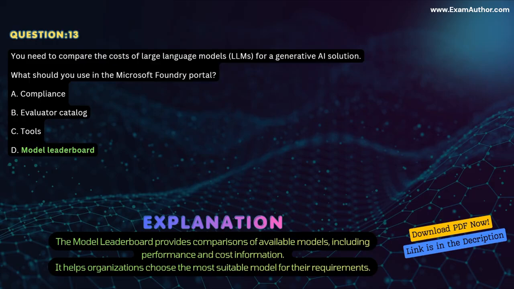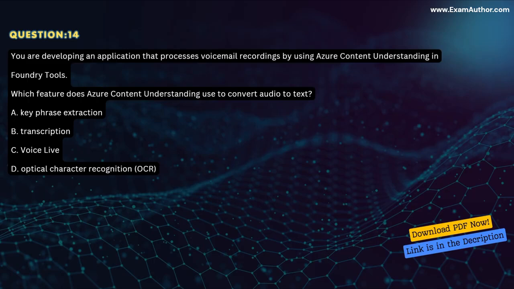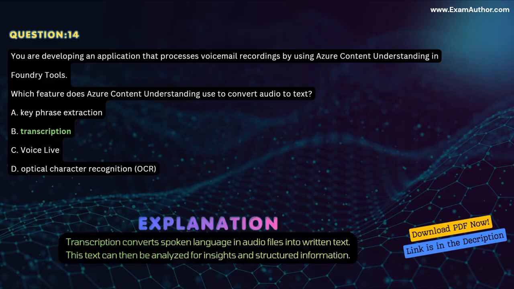Question 14. You are developing an application that processes voicemail recordings by using Azure Content Understanding in Foundry tools. Which feature does Azure Content Understanding use to convert audio to text? A. Key phrase extraction. B. Transcription. C. Voice Live. D. Optical character recognition (OCR). Answer B. Transcription. Explanation. Transcription converts spoken language and audio files into written text. This text can then be analyzed for insights and structured information.